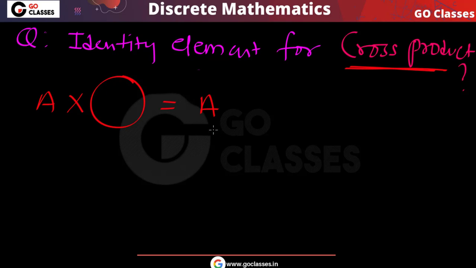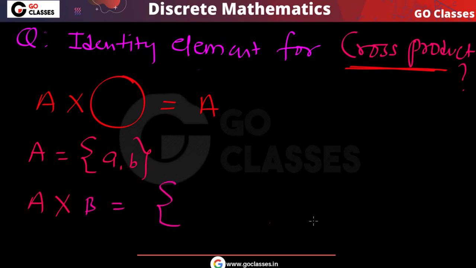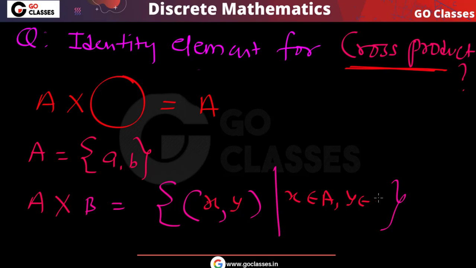There is no such element, because see, if A is like this, A comma B, then you can notice that whatever you do the cross product with, the set A is A comma B. In this set A you have two elements. Now whatever I write here, like if I write set B, then in the cross product you will get ordered pairs. Every element of this cross product will be an ordered pair x comma y, where x is coming from A and y is coming from B.